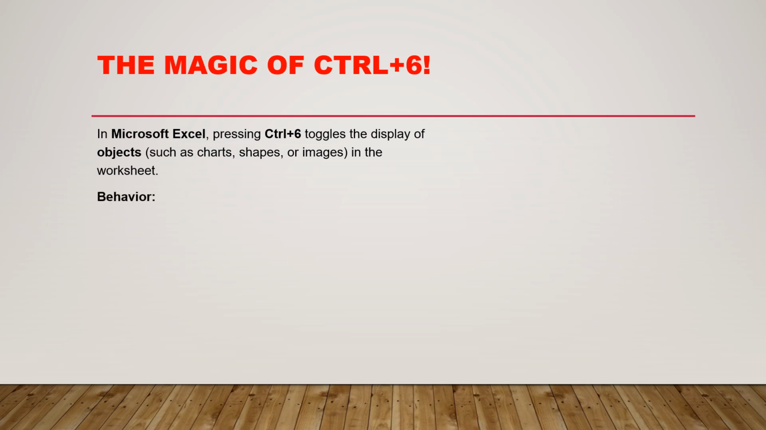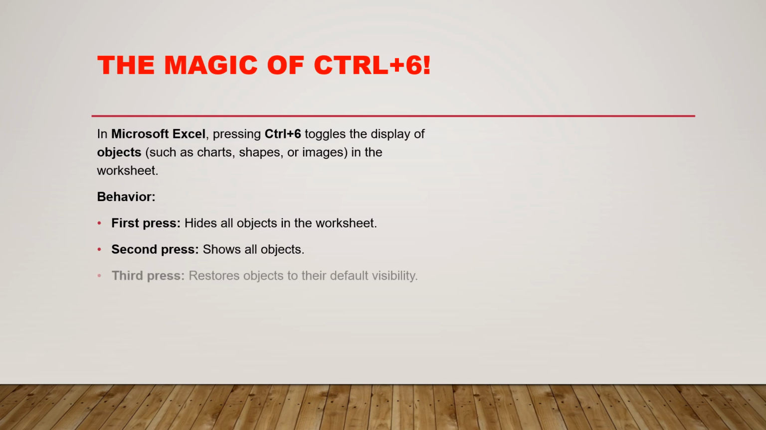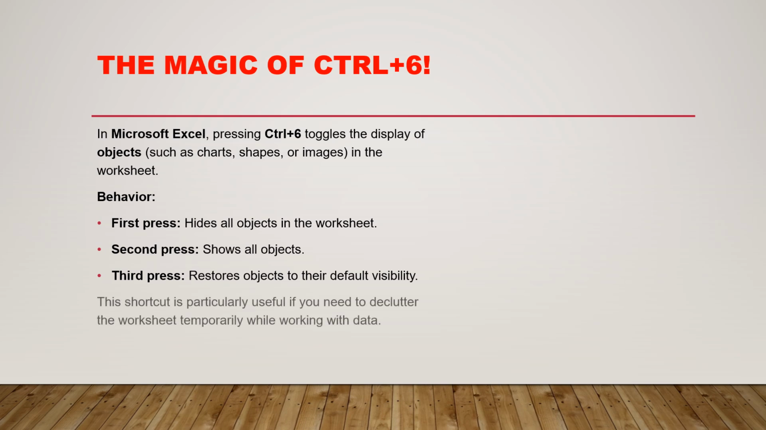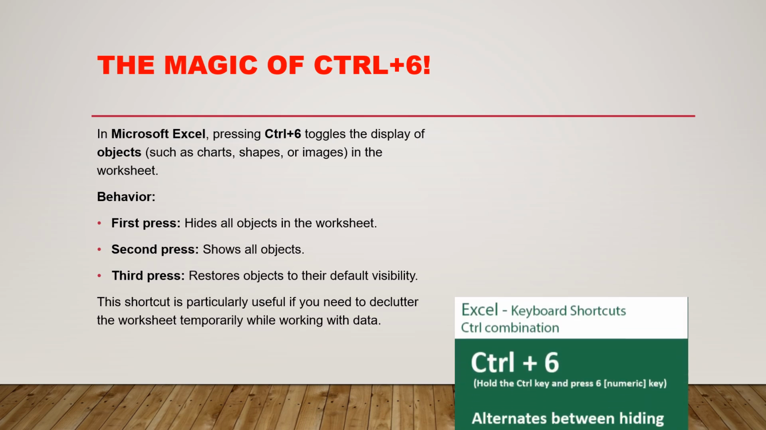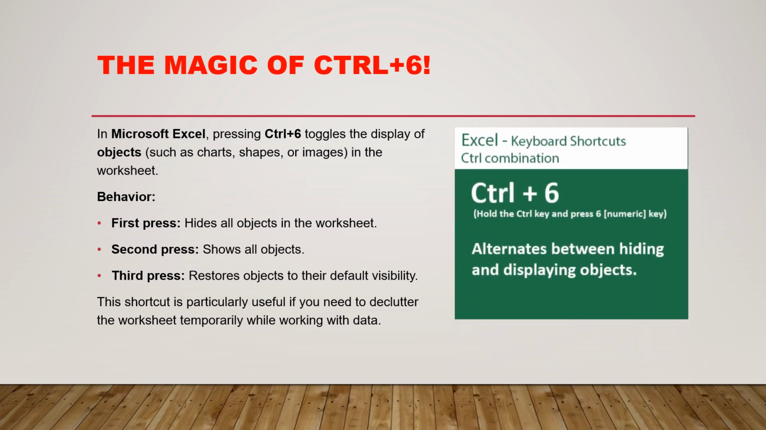Let's see it in action. Like a report filled with charts and visuals. If you want to focus on just the raw data, simply press Ctrl plus 6 and boom, everything disappears. Your worksheet is now clean and distraction-free. Want the visuals back? Press Ctrl plus 6 again, and everything reappears, exactly as it was.